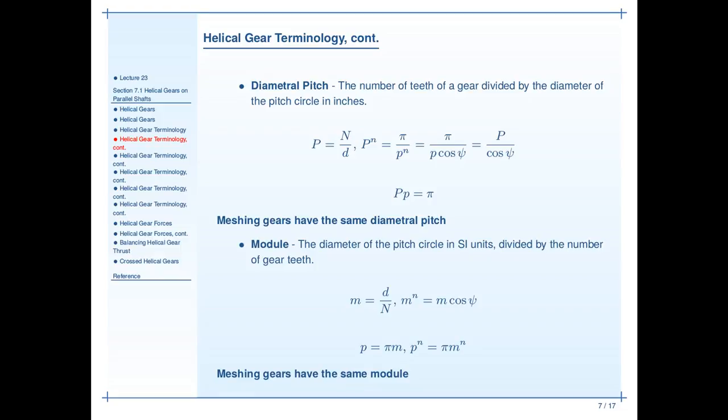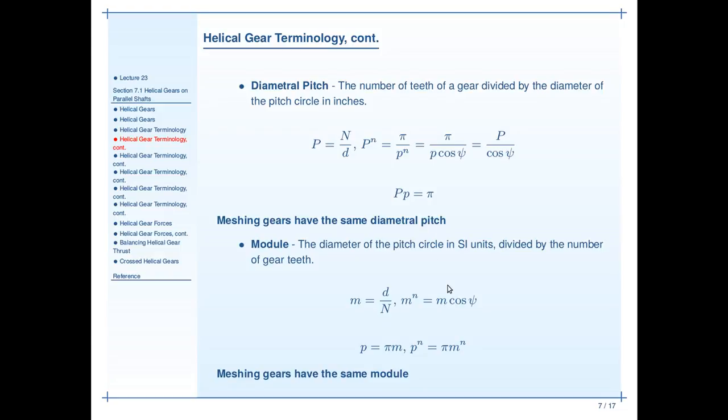Diametral pitch is, again, the same basic definition for helical gears as we have for spur gears. But there is, again, this normal diametral pitch, which can be related to the normal circular pitch and also related to the transverse diametral pitch via the helix angle. Again, if the gears have diametral pitch, they are imperial units, and meshing gears must have the same diametral pitch.